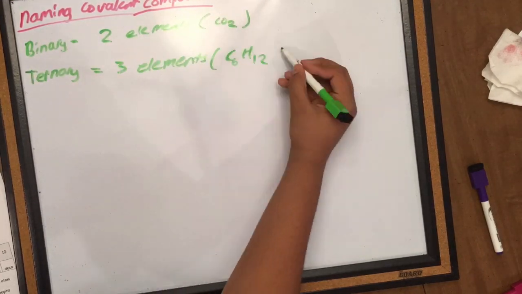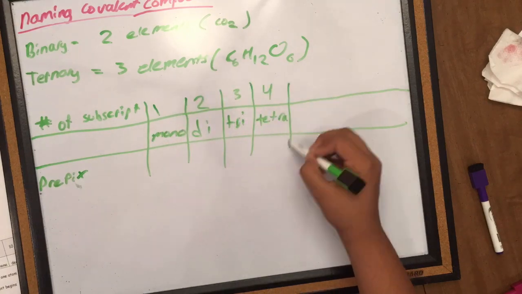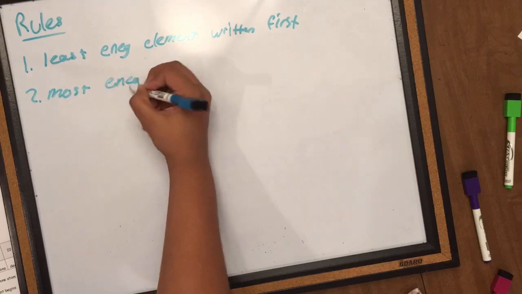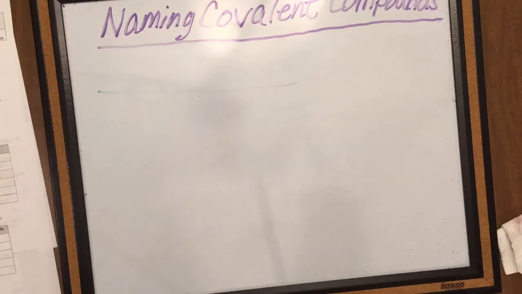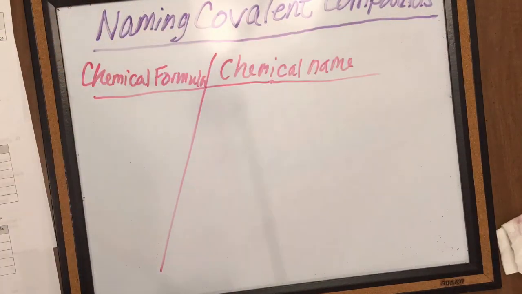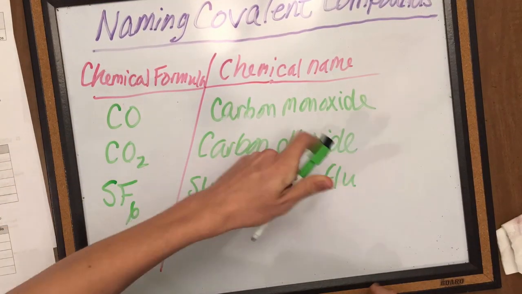Naming covalent compounds is pretty simple. The number of atoms is unique to each prefix. For example, if there's one atom, the prefix is mono. If there's two, the prefix is di, etc. These are common compounds you'll see on the test.